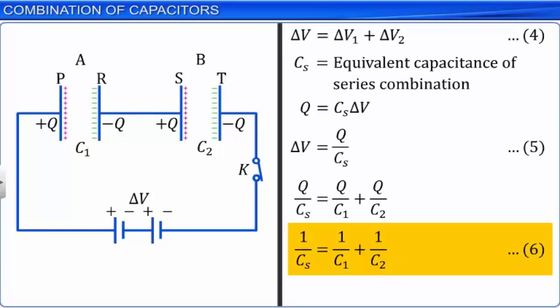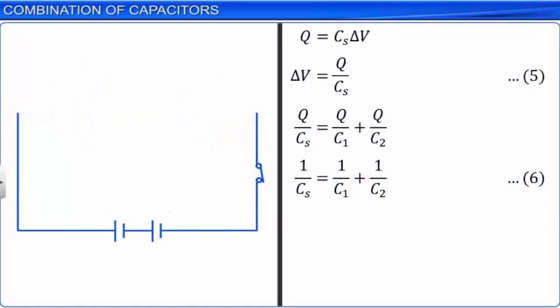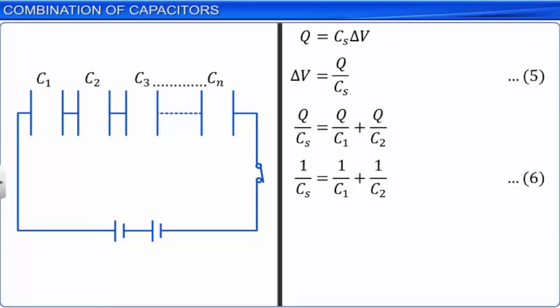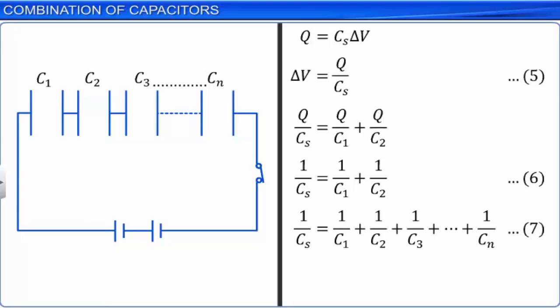If n number of capacitors with capacitances C1, C2, C3, and so on, up to Cn are connected in series, then the expression for equivalent capacitance of the combination Cs is given by 1 by Cs is equal to 1 by C1 plus 1 by C2 plus 1 by C3 plus so on plus 1 by Cn. Let this be equation 7. To put in words, we say that when a number of capacitors are connected in series, the reciprocal of the equivalent capacitance of the combination is equal to the sum of the reciprocals of the individual capacitances of the capacitors in the combination.